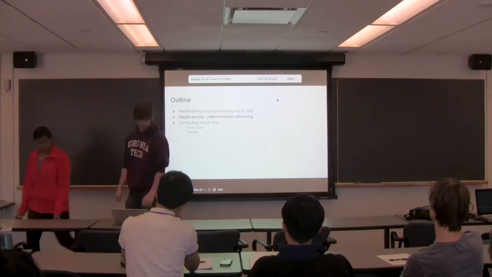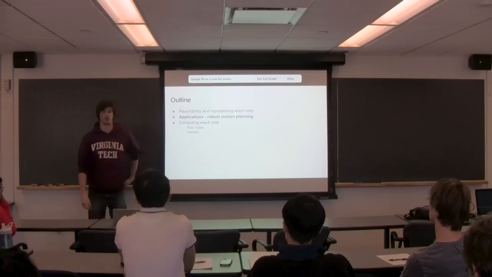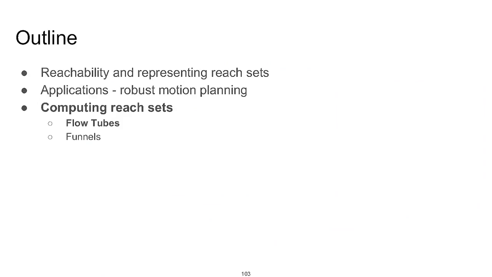So I'm going to talk about how to actually compute them, how to compute flow tubes and funnels generally. I'm going to give an example of what each one is used for. So we had the question before, how are flow tubes and funnels different?